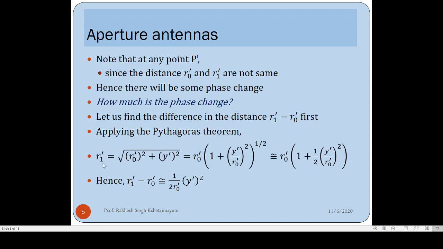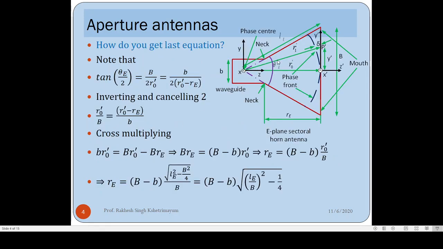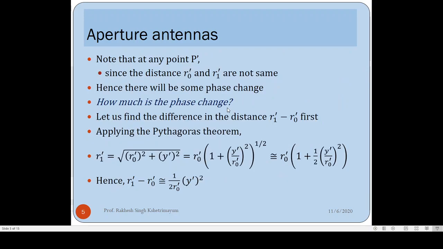You can use Pythagoras theorem. R1 dash is square root of R0 dash square plus y dash square. So this is R1 dash square, that is y dash square plus R0 dash square. So you take out R0 dash common, then what you have is 1 plus y dash by R0 dash whole square, to the power half. Use binomial expansion and take it up to the second term.